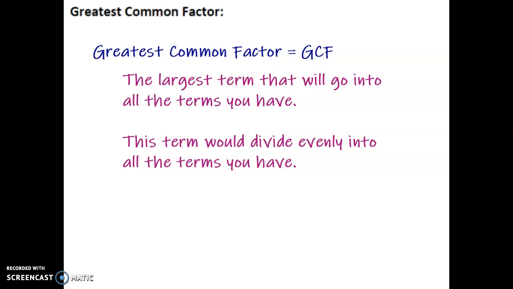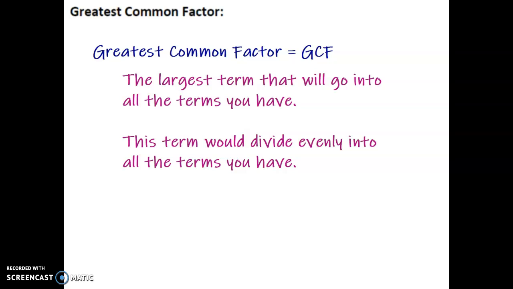So greatest common factor. That is usually what we use for the abbreviation GCF. And in this case, what I want you to write up at the top is a definition of GCF, or greatest common factor, and that is the largest term that will go into all the terms that you have. Usually you guys have done this in the past with just numbers, and in this case we're going to do it with both numbers and variables. That's why I have the word term in there instead of the word number.